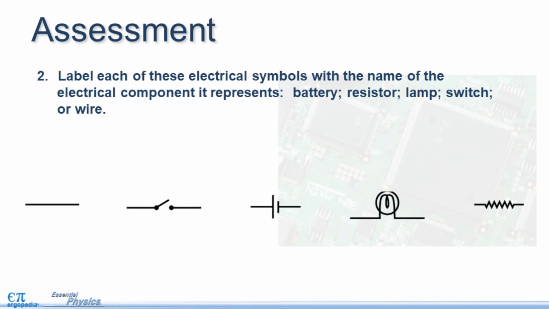Label each of these electrical symbols with the name of the electrical component it represents. Go ahead and pause the video and do this now. Okay, so let's check your answers. The first one is a wire, next is a switch, then a battery, then a lamp, then a resistor.